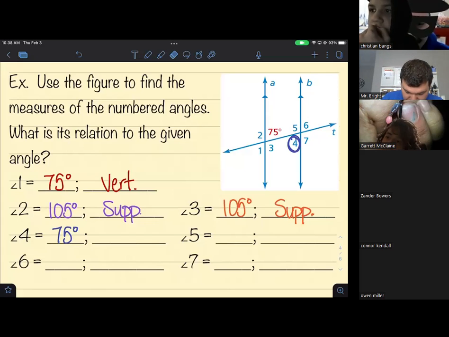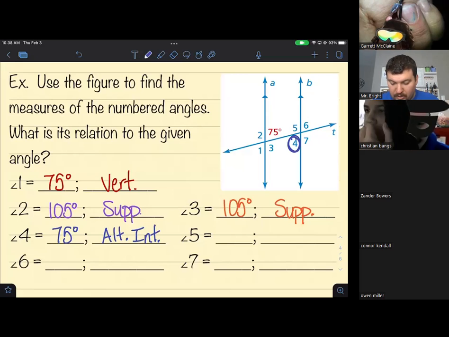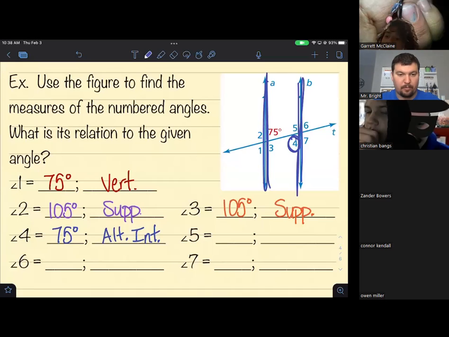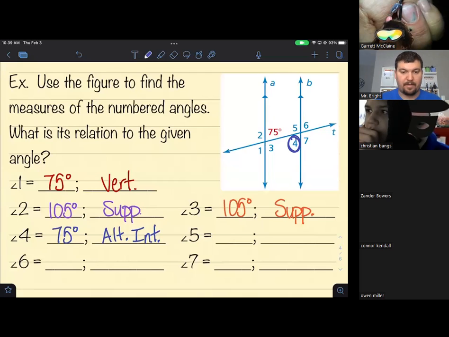So I'm going to put alt and then int. That's my abbreviation for alternate interior. They are on opposite sides of the transversal. This is my transversal T. So they're on opposite sides, so there's your alternate part. And then they are inside the parallel lines, so inside the railroad tracks. That's going to be alternate interior. Good. By the way, I know these are new vocab words, so I'm not going to get mad if you don't have the answer right away. I'm glad you guys are here, because the people that aren't here are going to be a little lost unless they watch this video.